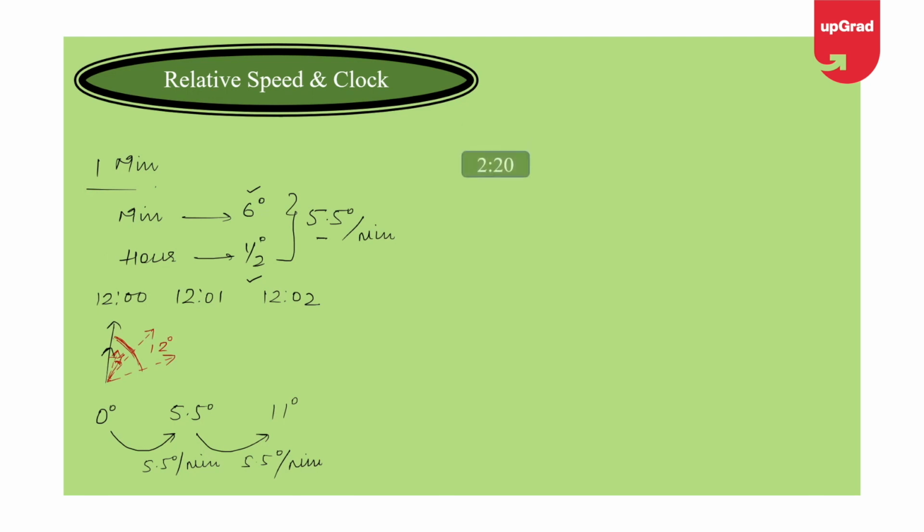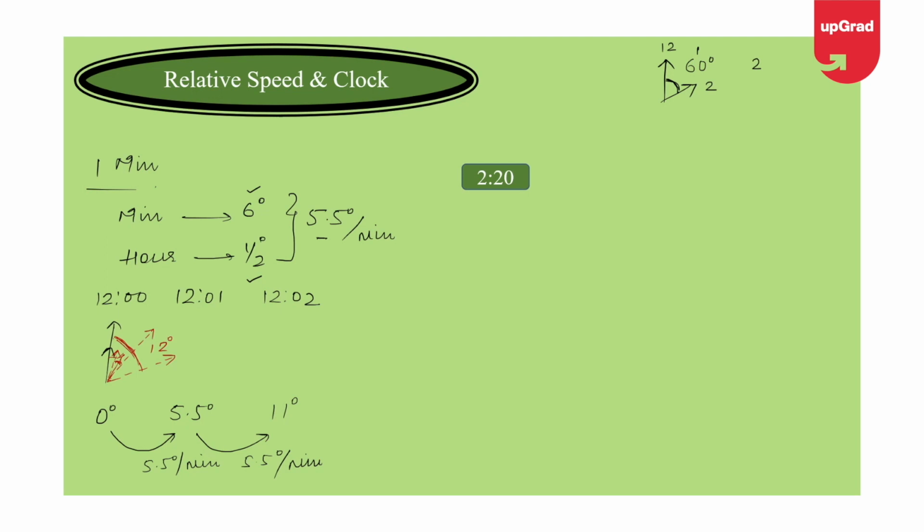So my first question was 2:20. Now let's see what has happened. At 2 o'clock, please listen to this method carefully because that's what we are going to do in the examinations. At 2 o'clock, the angle was 60 degrees. Why? Because there were two major divisions. I know it is 12 here and it is 2 here, so in between there was 1. So there is a difference of 2 hours, and therefore the initial angle at 2 o'clock is 60 degrees.